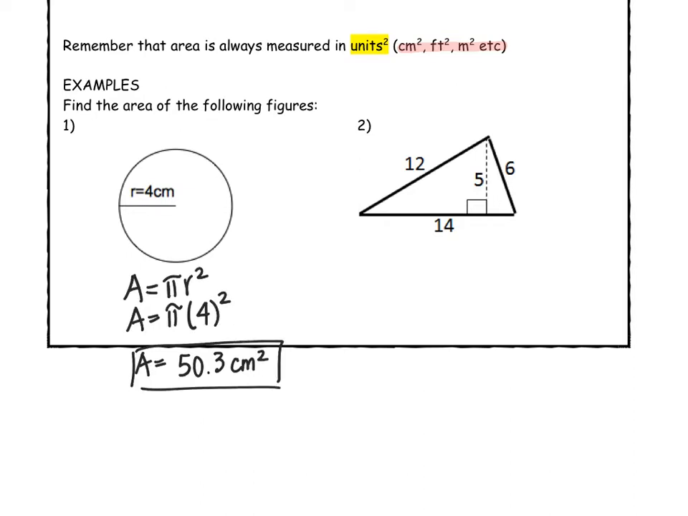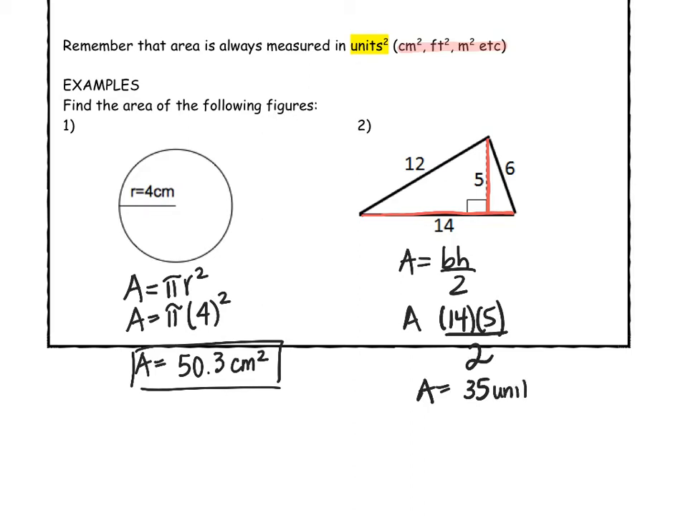Okay, the second example, I have a triangle. The area of a triangle is base times height divided by 2. So you just have to identify which number is which. In this case, remember that the base and the height are perpendicular to one another, meaning they create a 90-degree angle. So base times height. My base is going to be 14. My height is going to be 5, divided by 2. And when I punch that into my calculator, I get 35. This doesn't explicitly say whether it's centimeters, feet, meters, whatever, so I just use the words units squared.